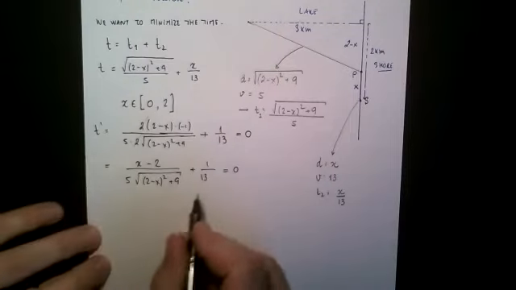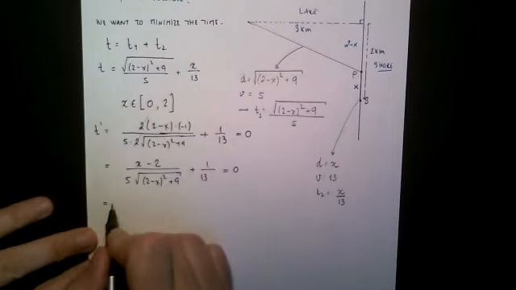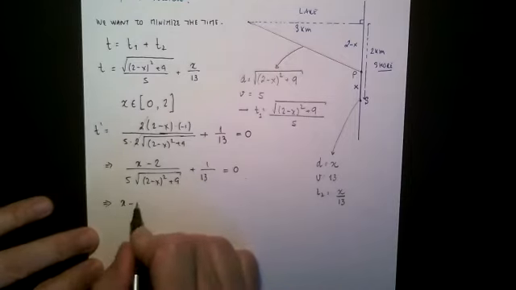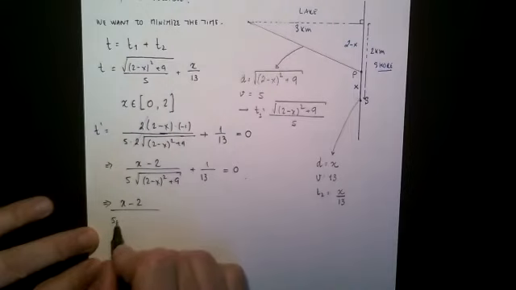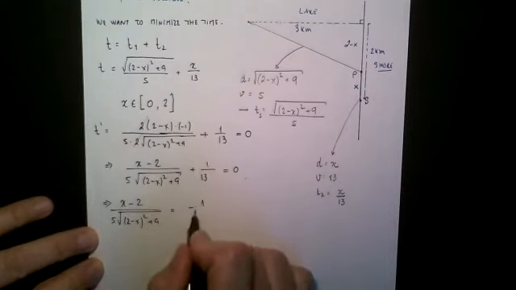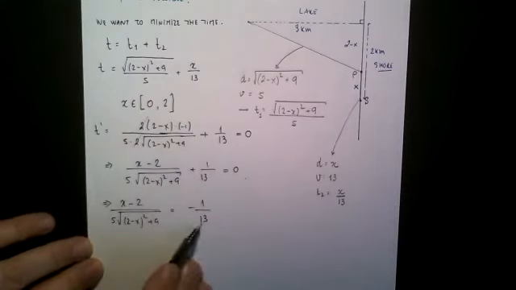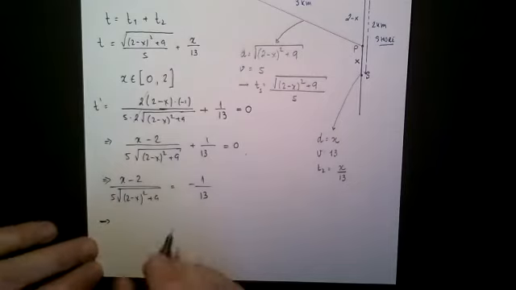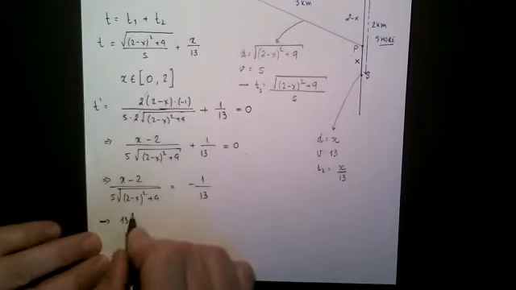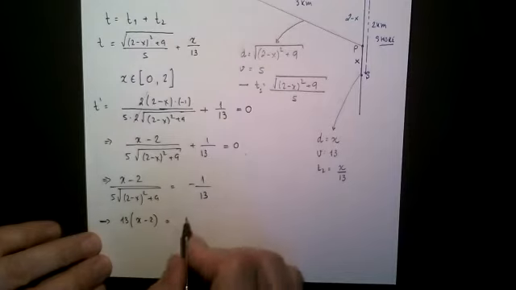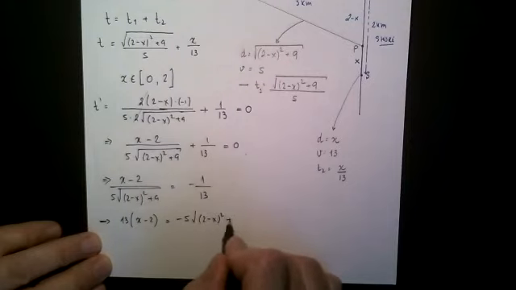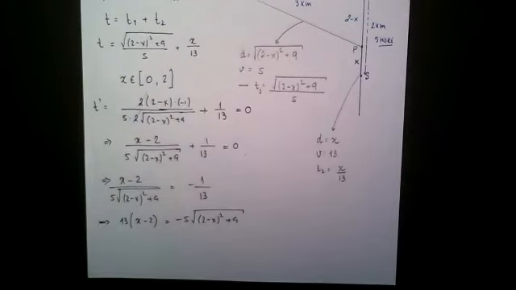Okay, let's go. Let's solve the algebra here. So I'm going to send this to the other side. (x - 2) over 5 root (2 - x)² + 9 equals negative 1 over 13. This cross equals this cross. 13 times (x - 2) equals negative 5 times the root of (2 - x)² + 9.